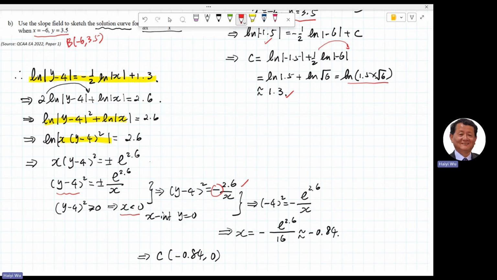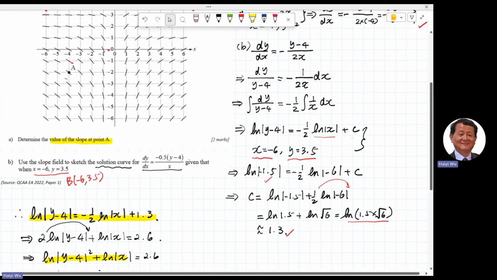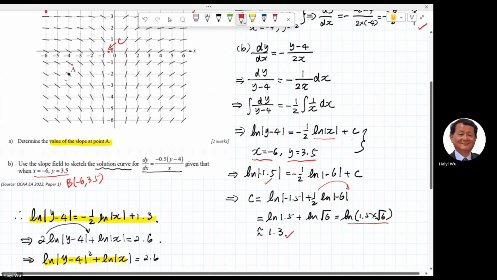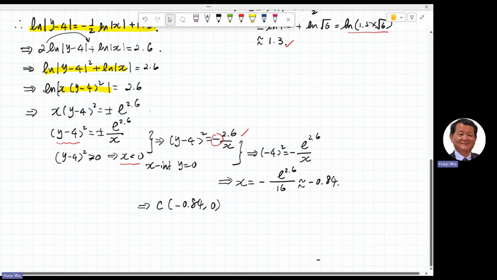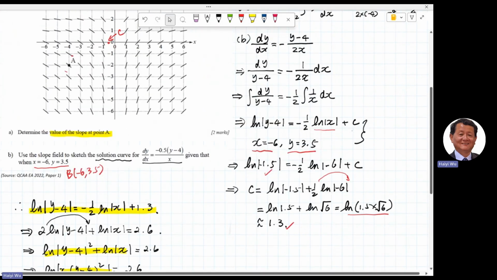Then I'm going to decide the next point, called point C, which is the x-intercept. How do you find the x-intercept? We choose y equal to 0, then substitute into the equation, and we will find out what x is. Negative 4 squared is 16, so the answer is about negative 0.84. So therefore C is the x-intercept, which is that one.